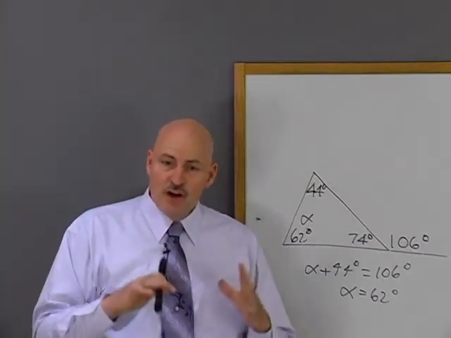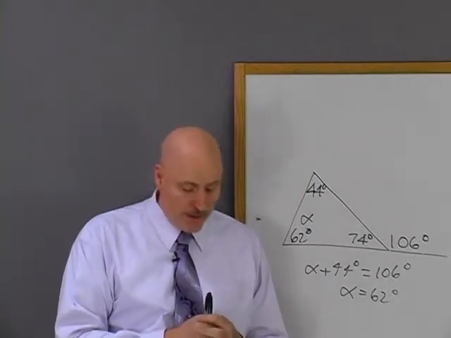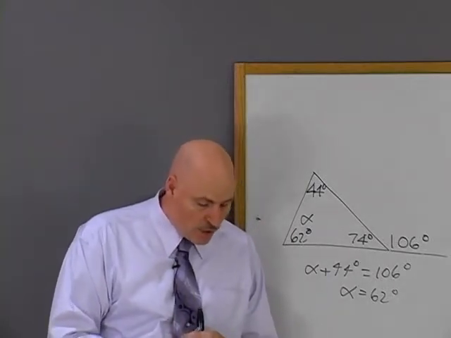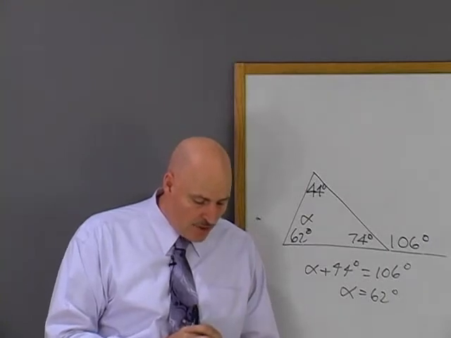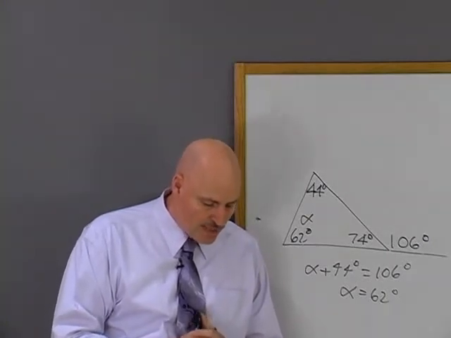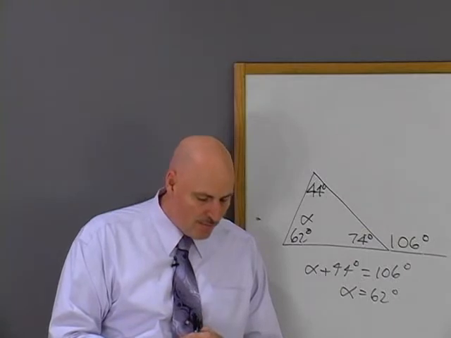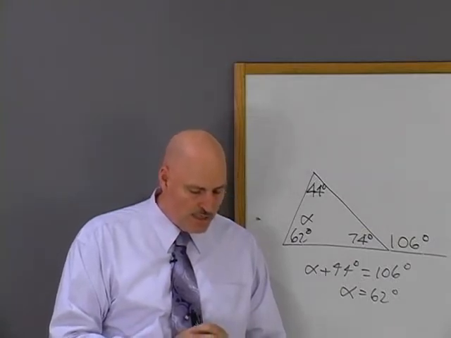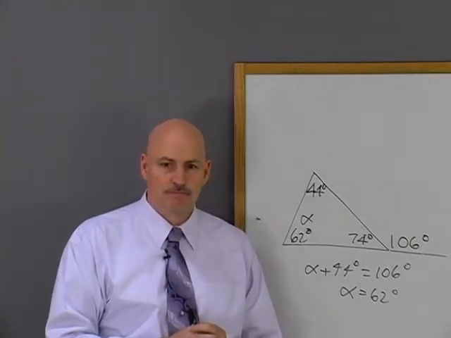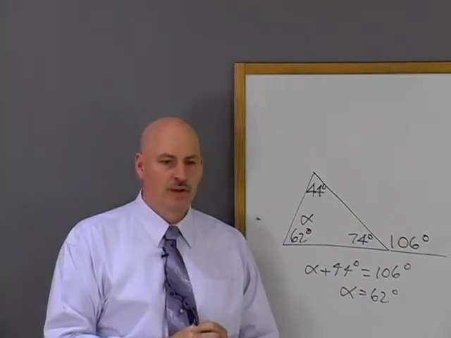And here's our statement. Maybe we'll call it another postulate. We conclude that the measure of the exterior angle of a triangle is equal to the sum of the measures of the two remote interior angles. Do you agree with that? Okay.